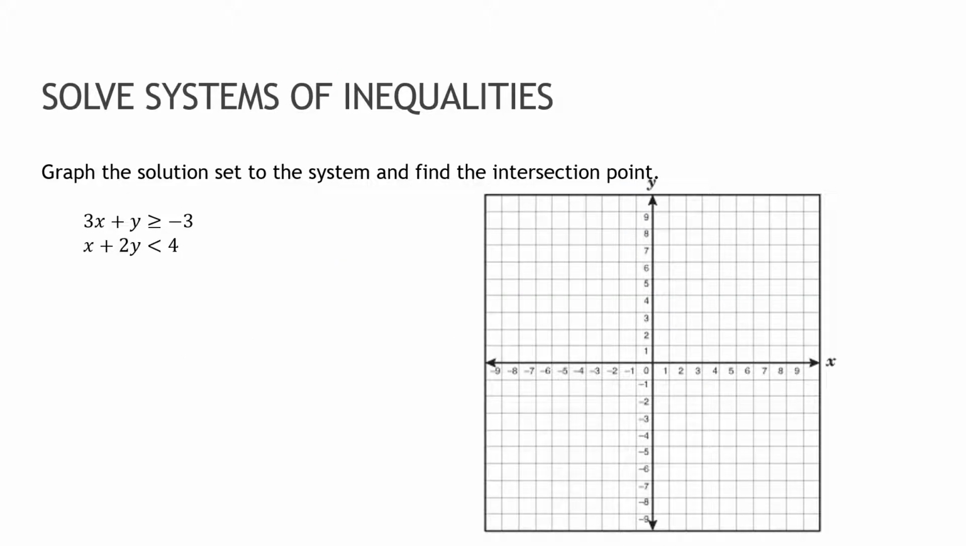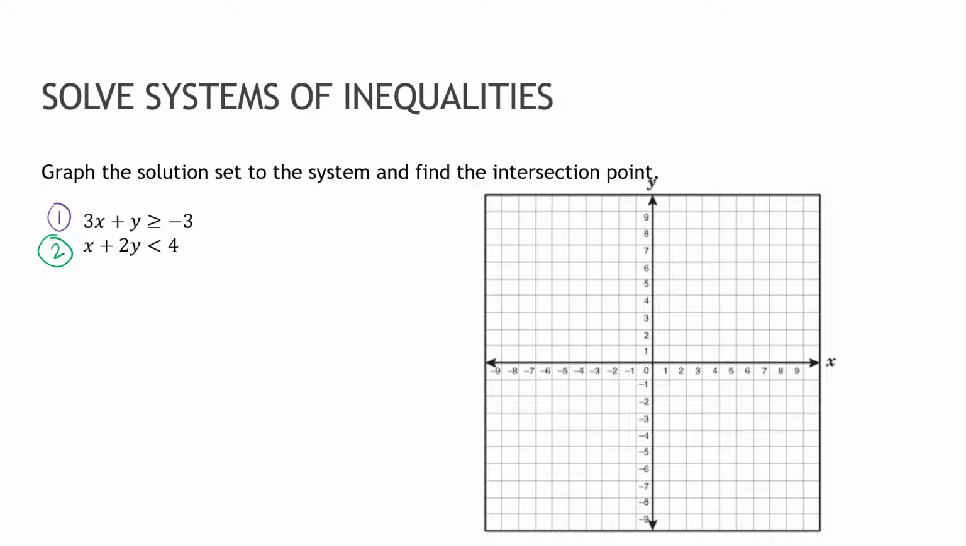So let's take a look at this first example together. We're going to graph both of these. I'm going to graph the first one in purple, the second guy in green. And they're both inequalities. I'm going to graph just their lines first, and then we'll talk about a strategy for finding where we should shade.